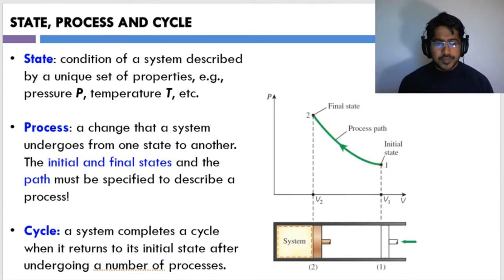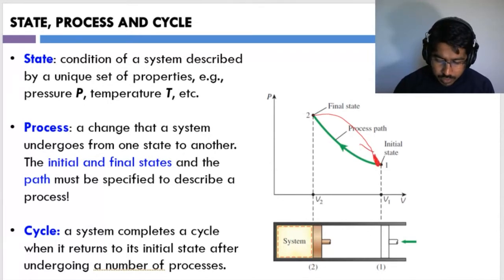Now the third one is a cycle. A system completes a cycle when it returns to its initial state after undergoing a number of processes. Okay, so now we have one process, and if I draw a process that connects with state 1, comes back to state 1, can we call this a cycle?